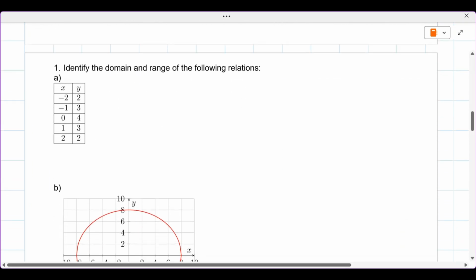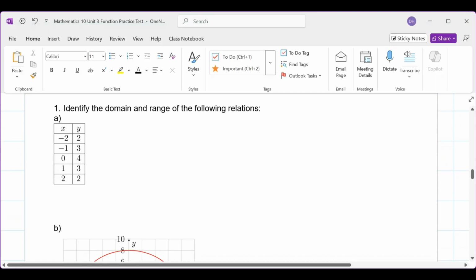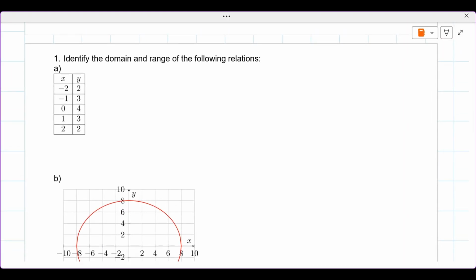Let's do the first question. Identify the domain and range of the following relations. So the first one, we have a table of values. And at this point, we don't know whether it's continuous or discrete. So let's assume that it's a discrete one because we just have a table of values.